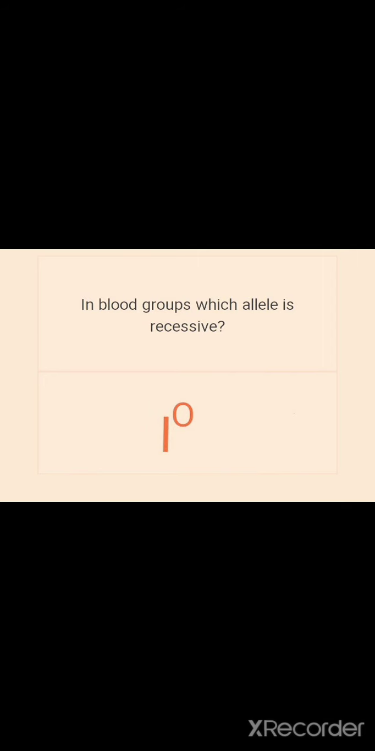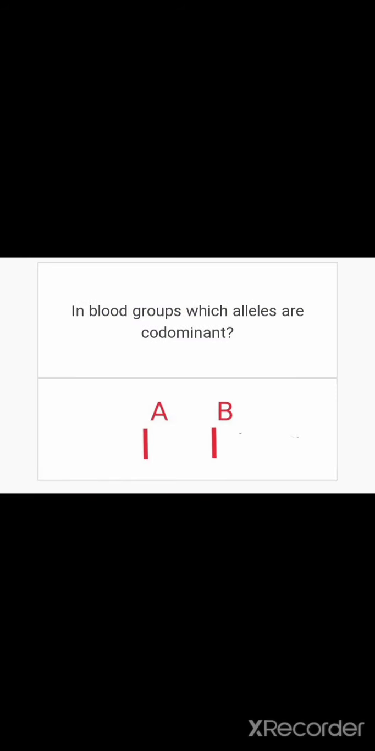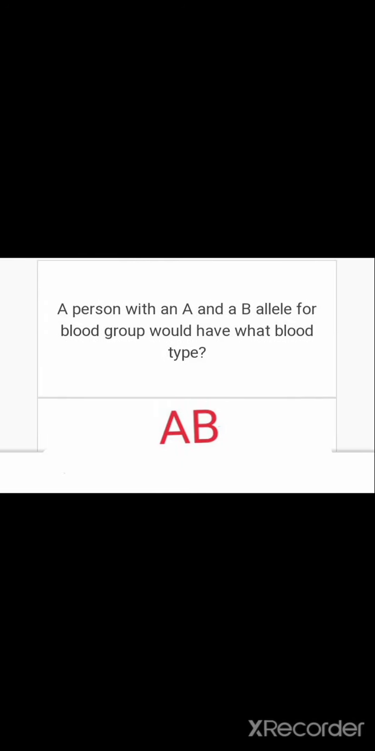In blood groups, which allele is recessive? IO allele is recessive for the blood group. In blood groups, which alleles are codominant? IA and IB alleles are codominant. A person with an A and a B allele for blood group would have what type of blood group? That person has blood group AB.